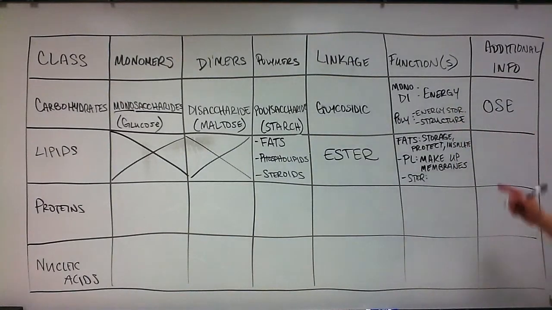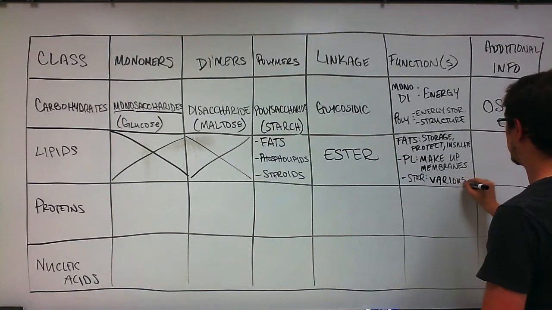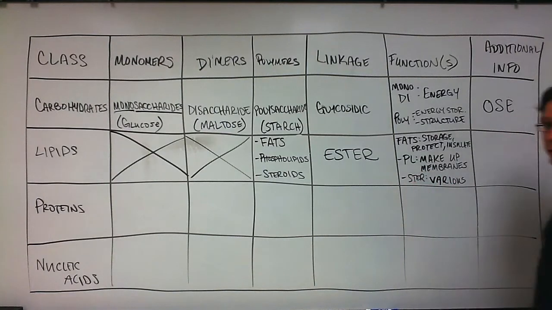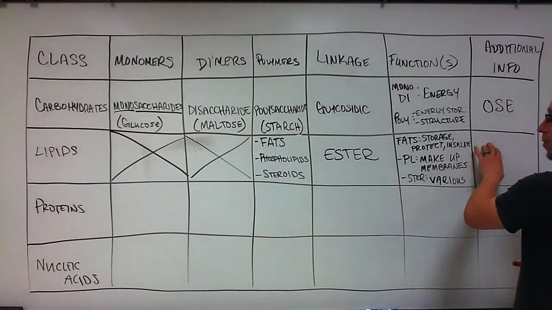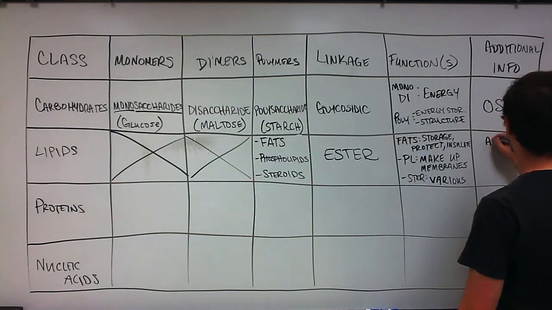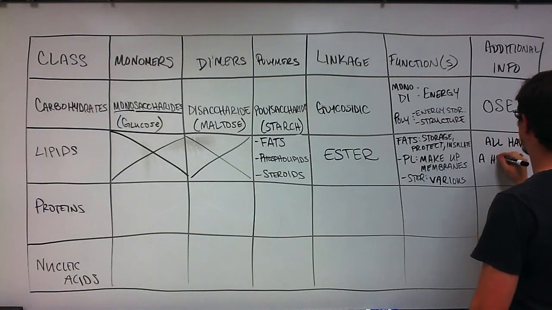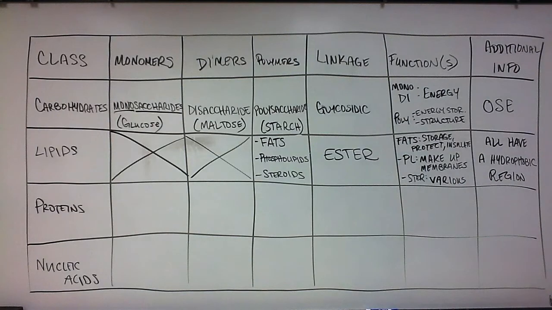And finally, steroids have various functions. Now, whether we're talking about fats, phospholipids, or steroids, those all have one unifying characteristic, because we don't have unifying monomers. So the unifying characteristic of the class of lipids is that all of them have a hydrophobic region.